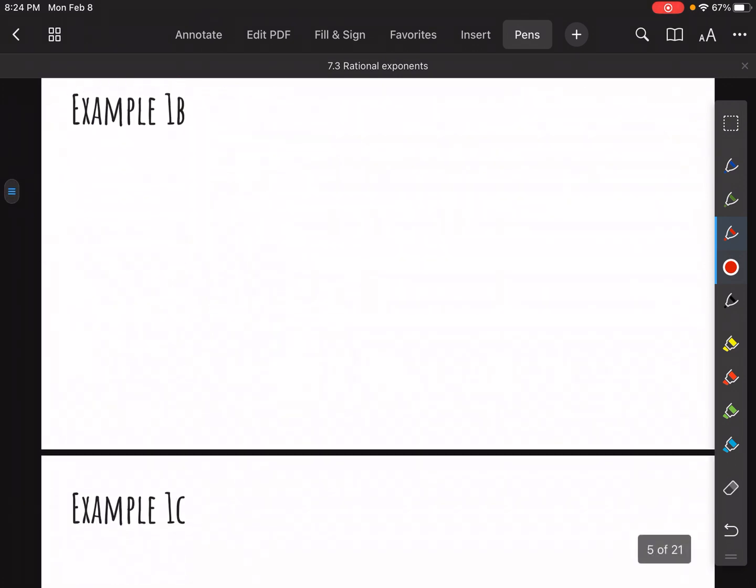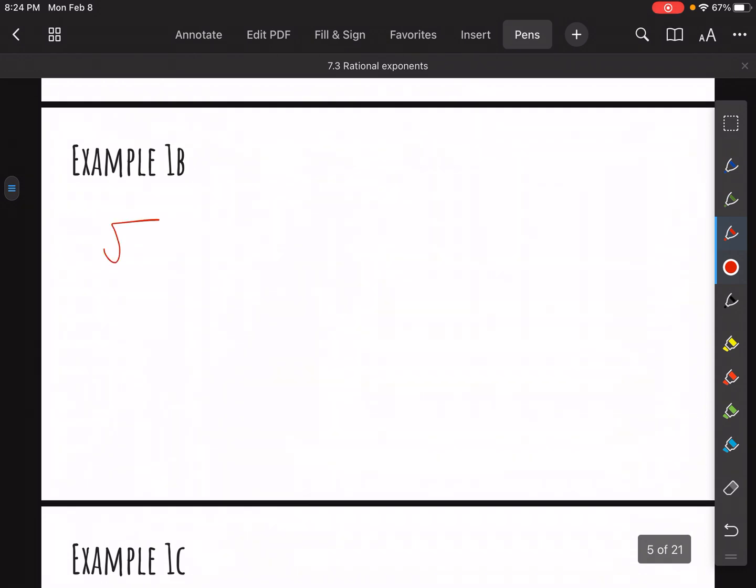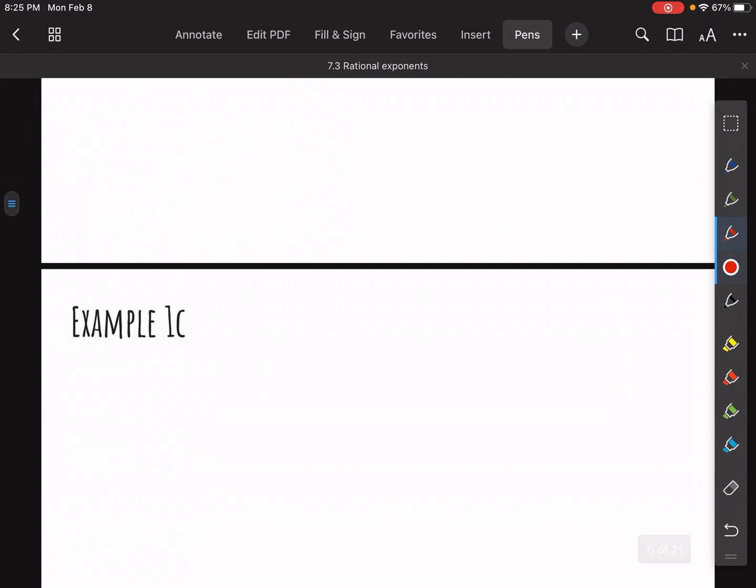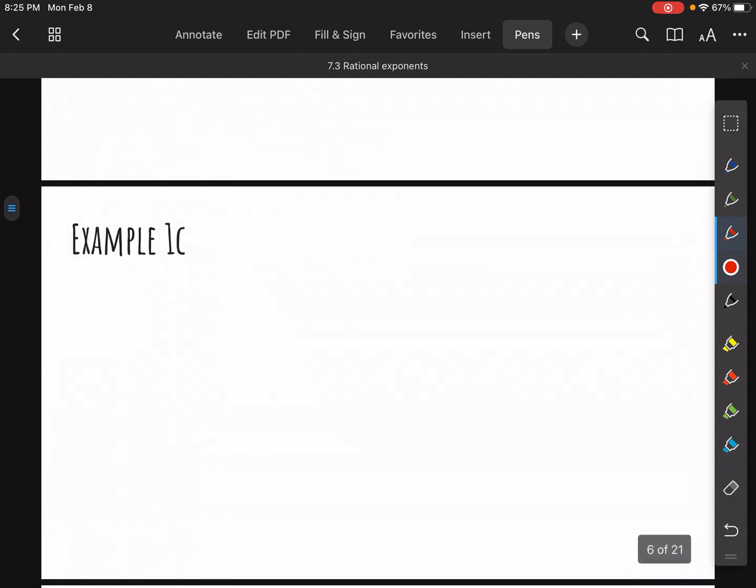For instance 1b, we have the square root of 22. They want you to write this in exponential form and get rid of this radical. What's another way I could write that? Hopefully now you're seeing that's the same thing as 22 to the 1/2. So the 1/2 power means square root.